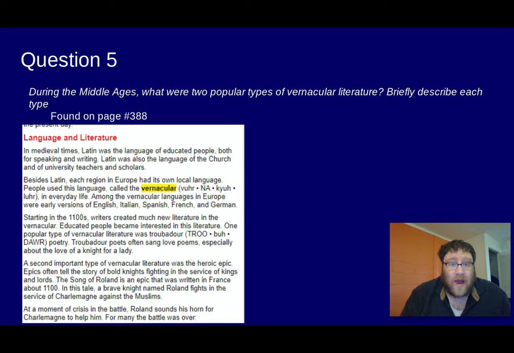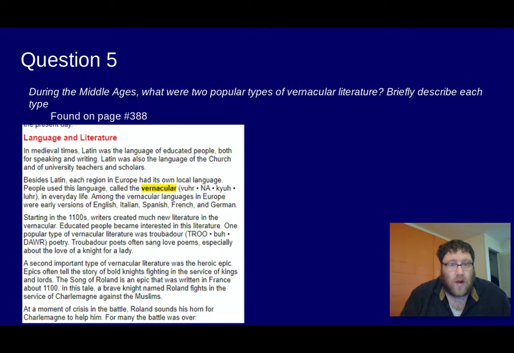One popular type of vernacular literature was troubadour poetry. Troubadour poets often sang poems, especially about the love of a knight for a lady. A second type of vernacular was heroic epics. Epics tell the story of bold knights fighting in the service of kings.